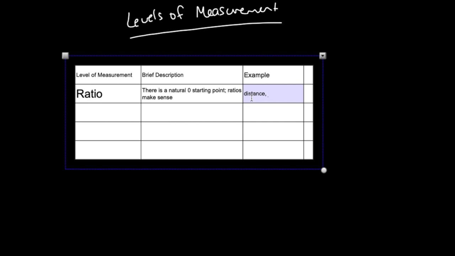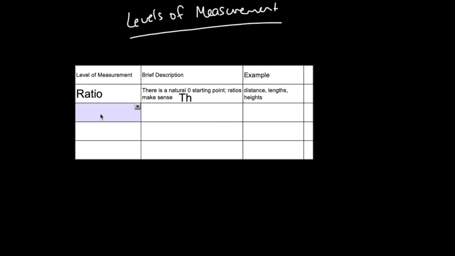I can use ratios. Think of ratios as fractions too, I guess. It's a little more than that, but you could represent the data. The ratios mean something when you're dealing with that type of data. So distances, lengths, heights, things like this. Any data that has that kind of stuff is considered a ratio level of measurement.